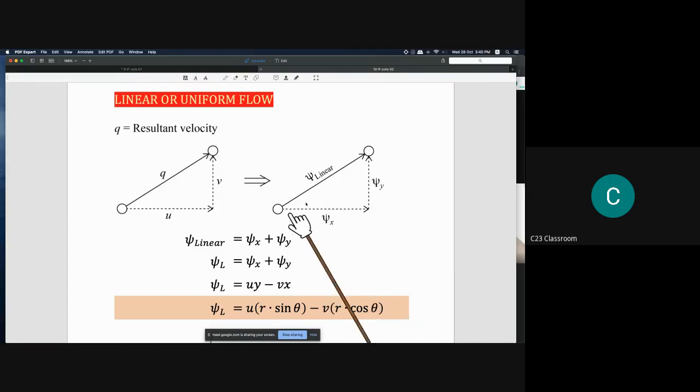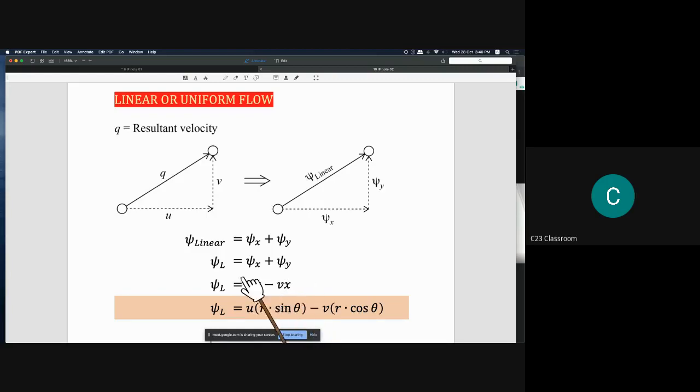That's why the total psi for linear flow here is the sum of the stream function at x plus the stream function at y. So we just total them up, and then we could say that the stream function for linear flow here is uy minus vx.